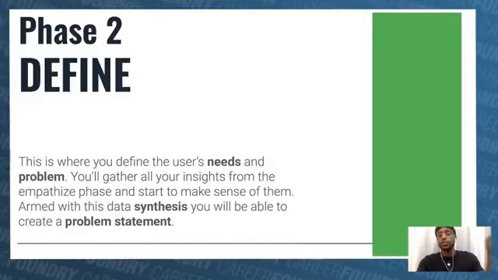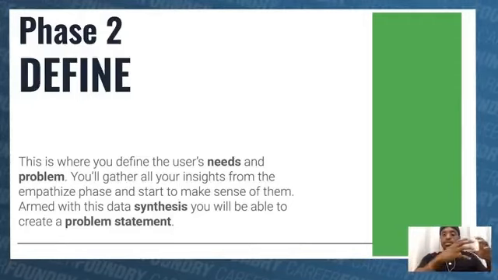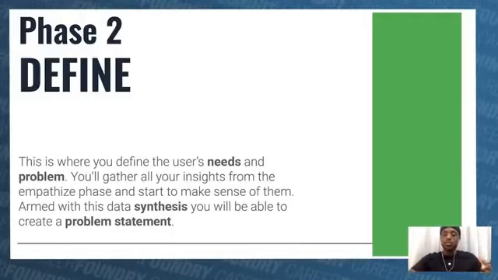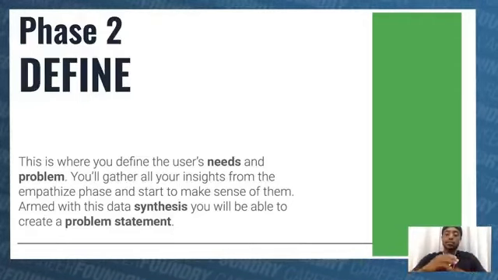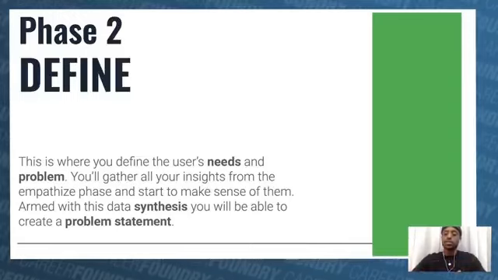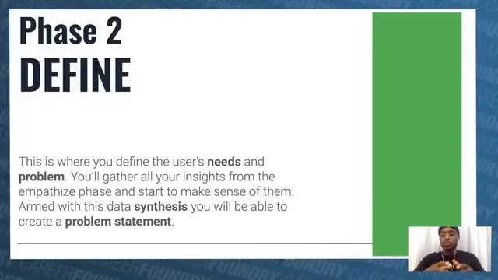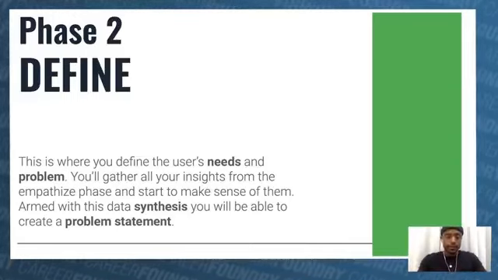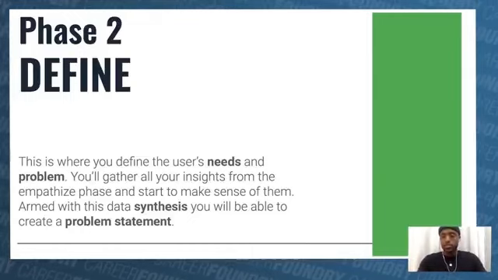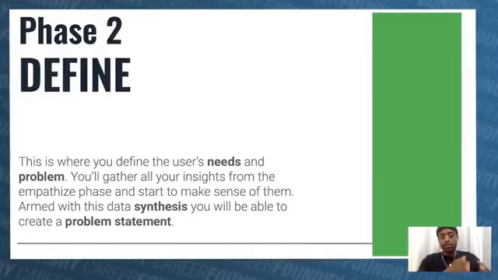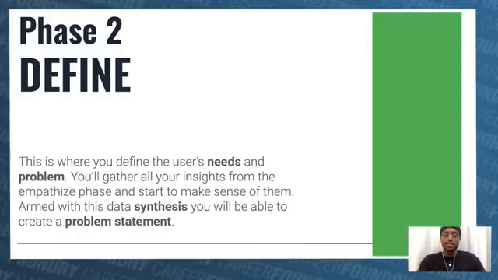So the next thing is phase number 2, define. This is where you take all of the insights from the empathize phase and you start to put them together and get a sense of what the problem is and the needs of the user. Pretty much it's just a synthesis of the data, and the end result is a problem statement. Okay. And so you're going to look for patterns, themes, relationships between the information. And if you're familiar with the UX process, it's comparable to the analysis phase.